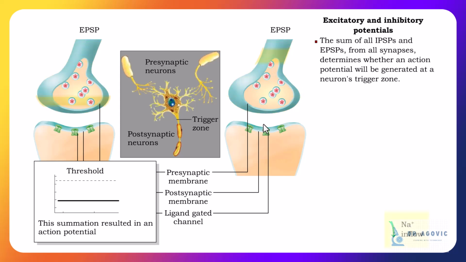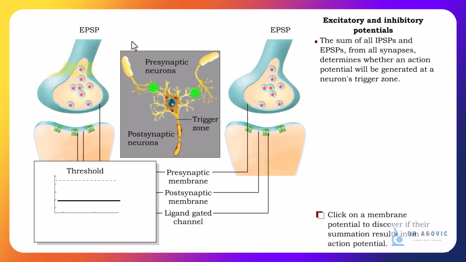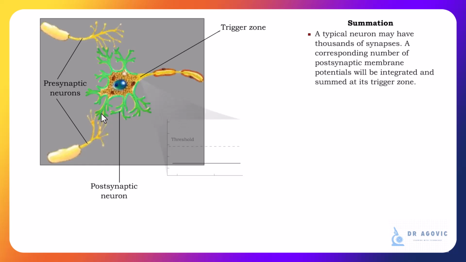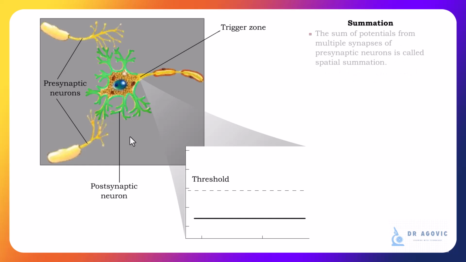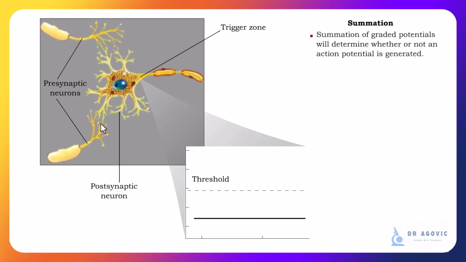Let us explore that. A typical neuron may have 1,000 synapses. The neuron will have a corresponding number of postsynaptic membrane potentials summed at its trigger zone. Spatial summation results from the effect of potentials coming from many different synapses, while temporal summation results from the effect of potentials coming from one location or synapse, but many times in succession.